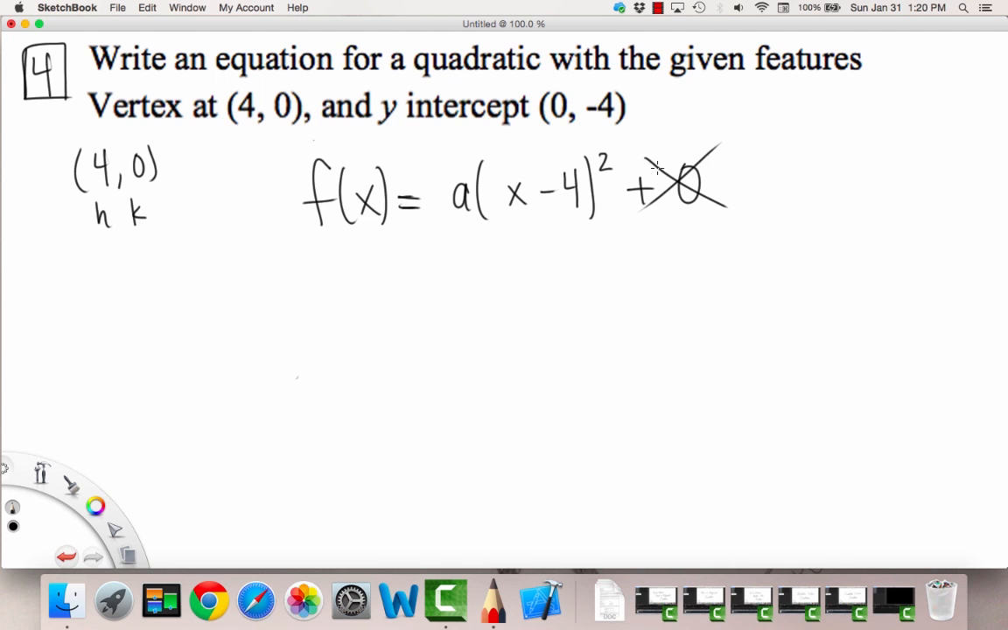So we're not going to really have any shift. It'll go through the origin, right? Well, not through the origin, but it will not be shifted up or down any. Okay. So now our job is to find out, well, what is this a here?